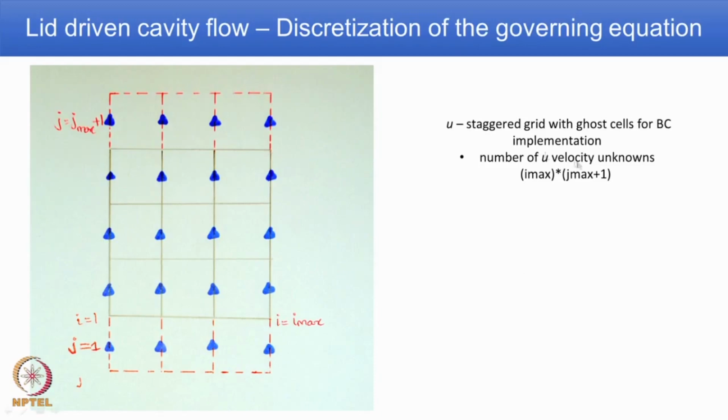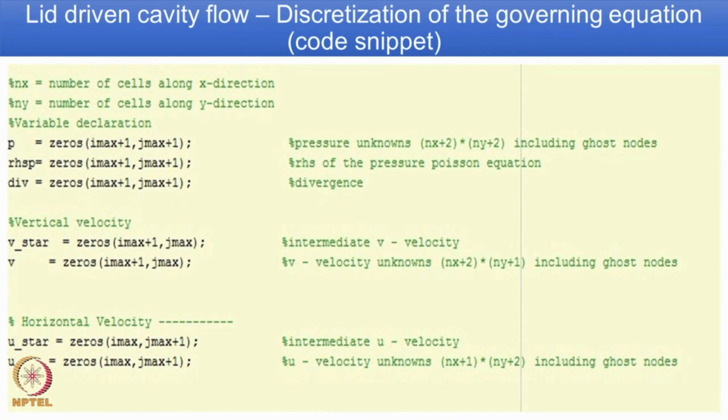So, the number of u velocity unknowns becomes I max, because we do not have any extra line in the I direction. When you solve the u momentum equation, we have only an extra line in the j direction. So, that is J max plus 1 is considered. The number of u velocity unknowns becomes I max into J max plus 1. A similar arrangement applies for the V cell, we will look into that when we do the V momentum equation.